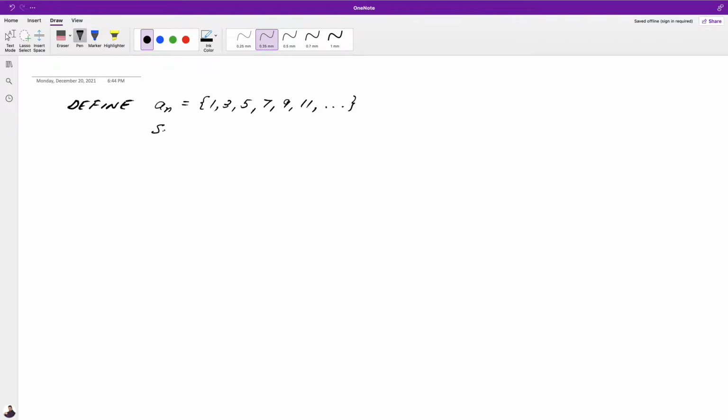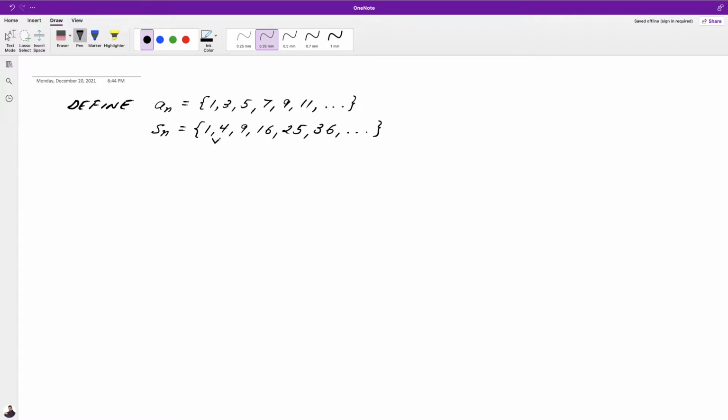Now, S sub n is going to consist of the sequence of partial sums. So the first is 1, and then 1 plus 3 is 4, 1 plus 3 plus 5 is 9, plus 7, 16, plus 9, 25, plus 11, 36, and so on. Now you might see where this is already developing here. We're going to go through this a little bit more rigorously.